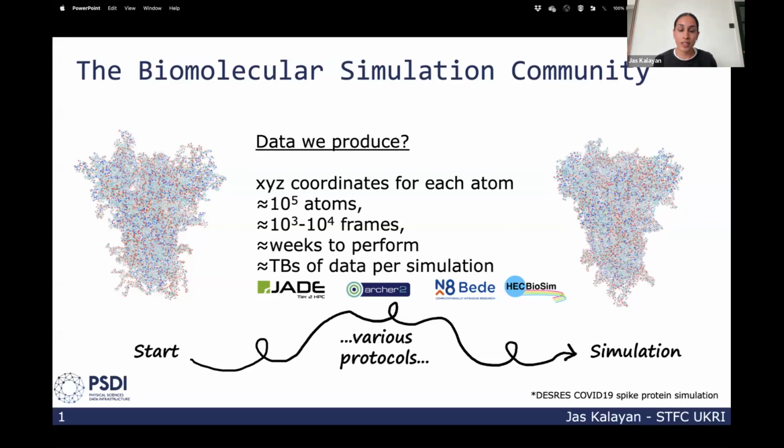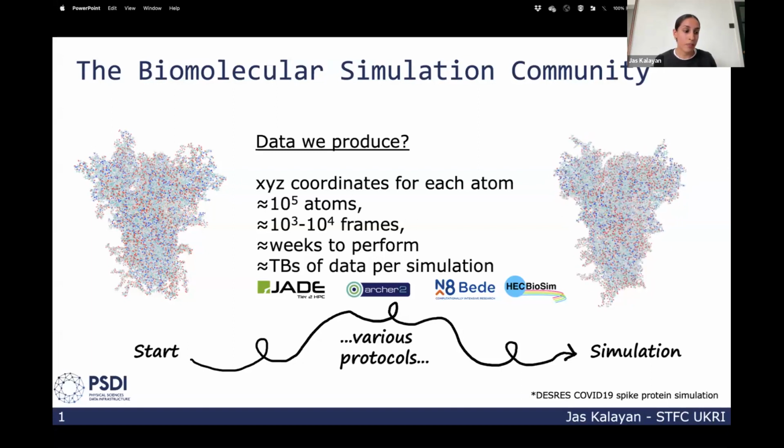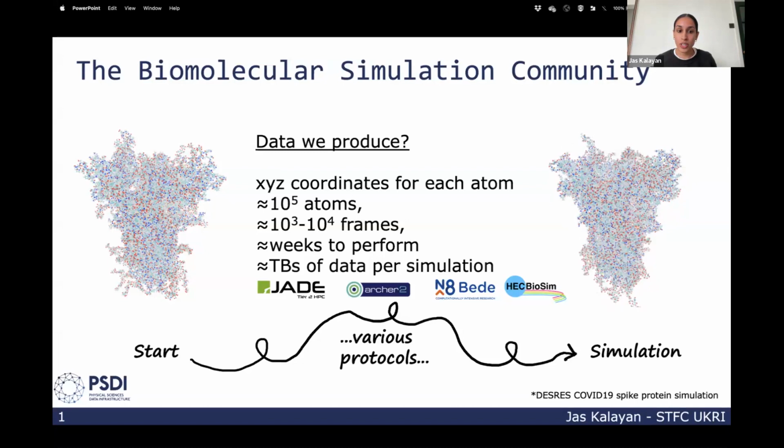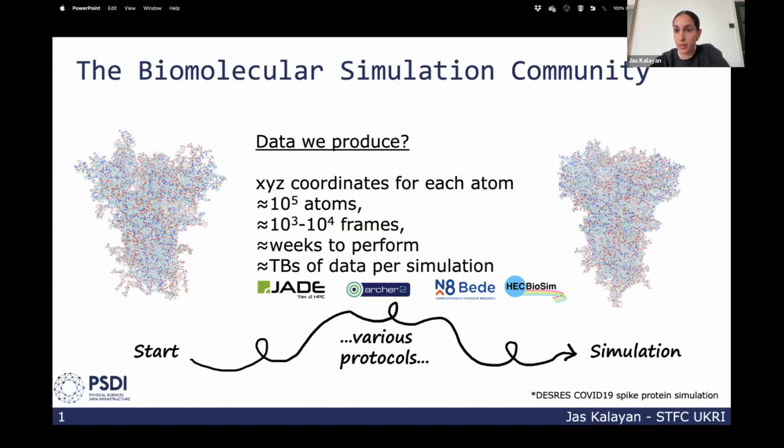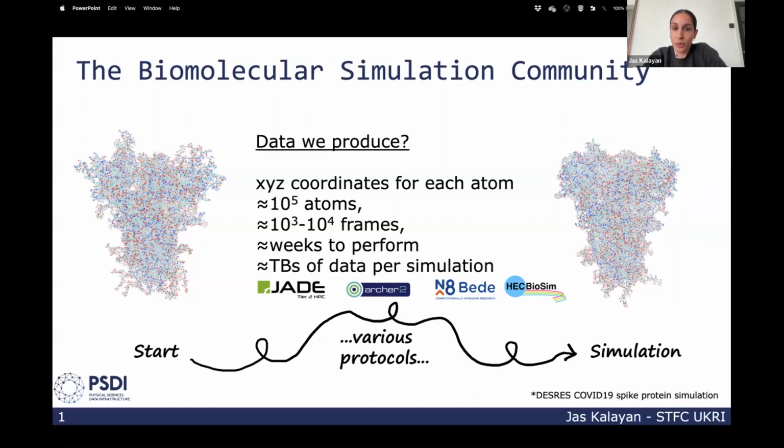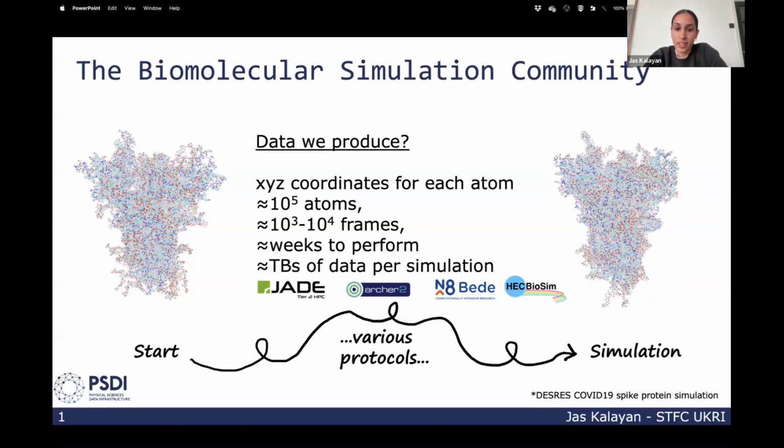We're saving maybe tens of thousands of frames or snapshots of our simulations, and they could take weeks to perform, depending on what compute resources we're using and how big our systems are. So we're generating terabytes of data per simulation, really. And with all that effort, we need to be able to store it somewhere, but also be able to show easily how we've produced all that data.